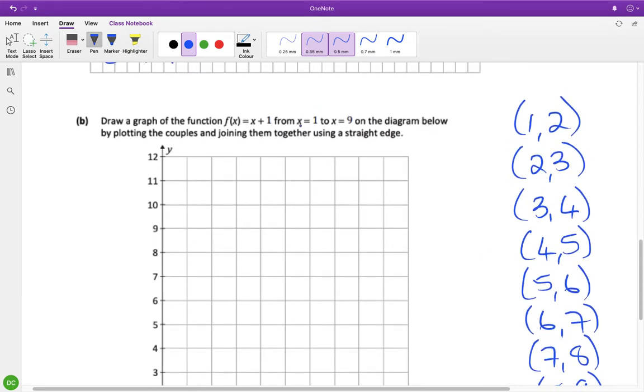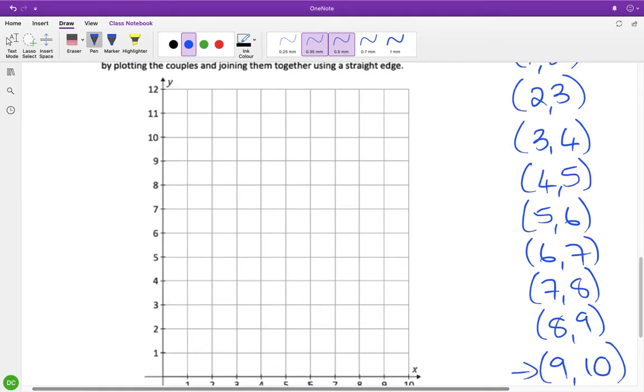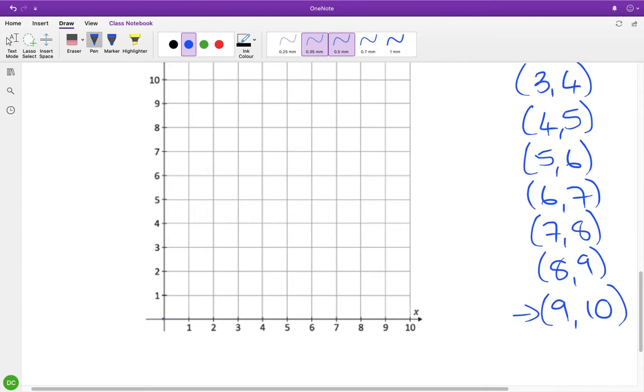So they want us to go from 1 to 9. There's x equal to 1, and there's x equal to 9. And we put them on the graph. So the first one, start in the center, and it's 1, 2. So you go right 1, up 2. Second one, start in the center, you go right 2, up 3. Third one you can see there, start in the center, go right 3, and up to 4. Start in the center, go to 4 and up to 5.